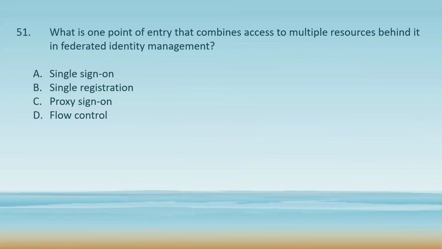What is one point of entry that combines access to multiple resources behind it in federated identity management? Your options are single sign-on, single registration, proxy sign-on, flow control. Let's first understand what is federation. Federation is a collection of domains that have established trust. Now, the level of trust may vary, but typically includes authentication and almost always includes authorization.